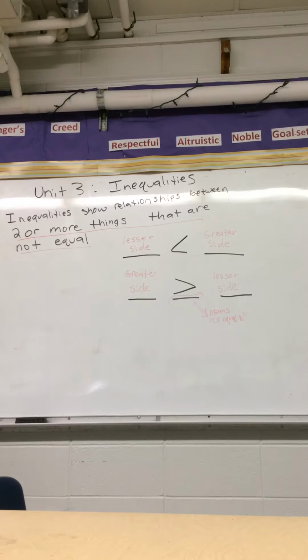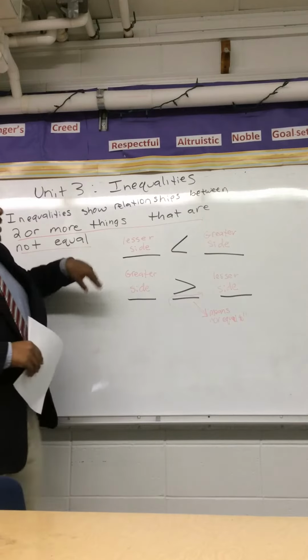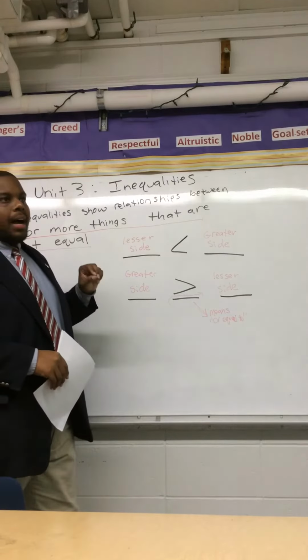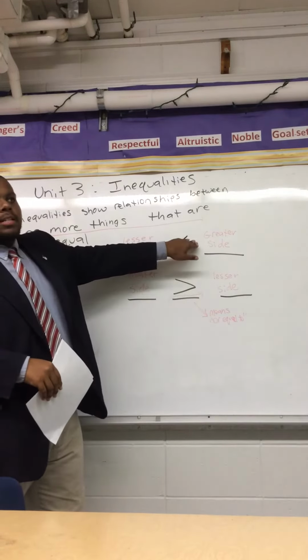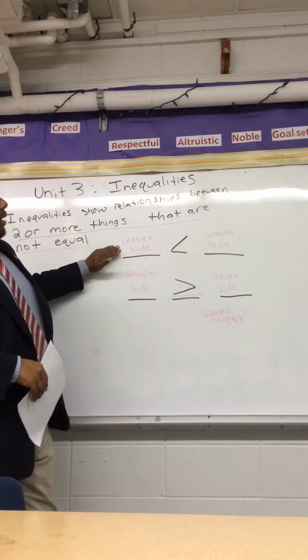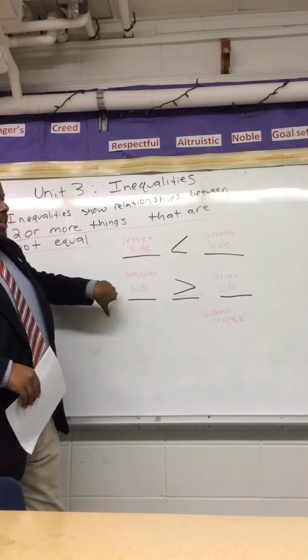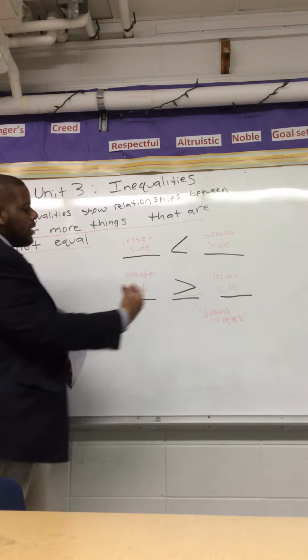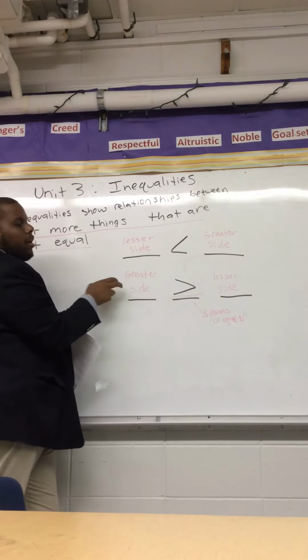This should be a review from middle school. Remember, the alligator eats the bigger side. So this is the greater side. This is the lesser side. This is the greater side, this is the lesser side. So the alligator always eats the bigger number, so always the greater side.